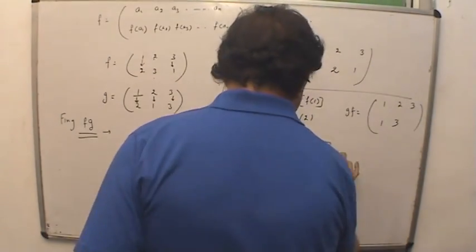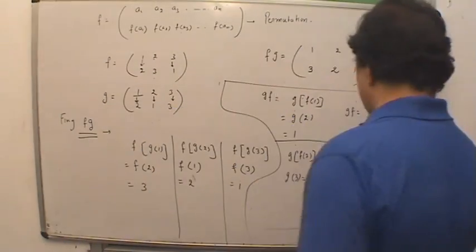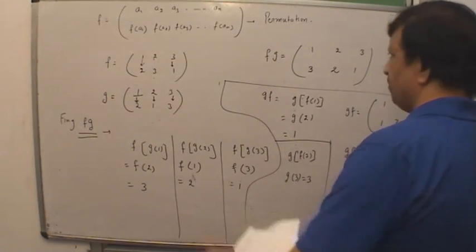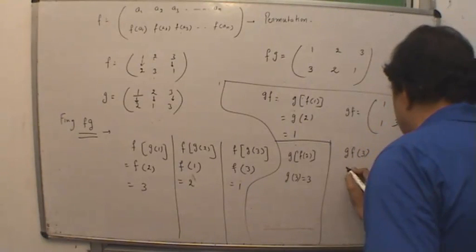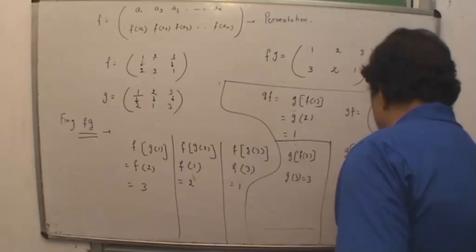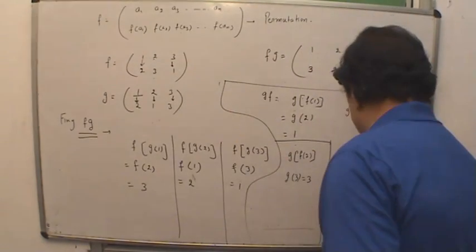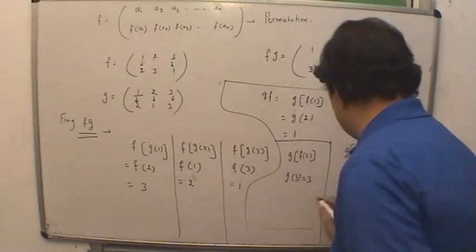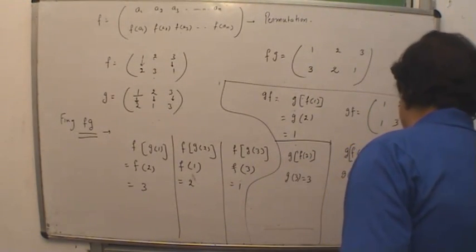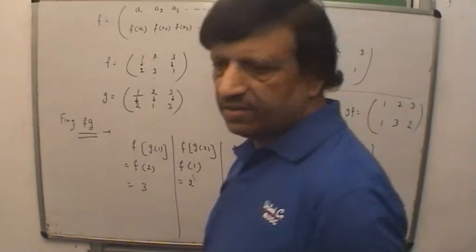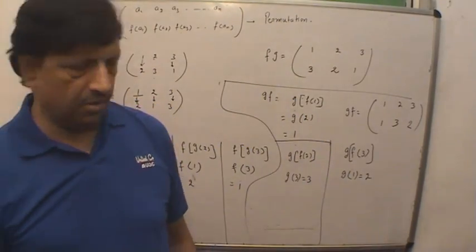Now for the third element, G F of 3. What is F of 3? In F, the image of 3 is 1, and in G, the image of 1 is 2. That is equal to 2. That is F composition G and G composition F in the form of a permutation.